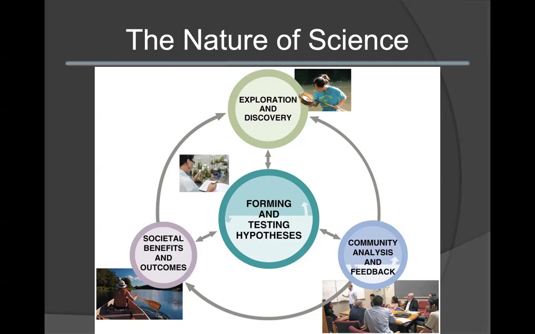Another important part of science is being able to communicate that to the community and getting feedback from the community that will then help you revise, formulate other hypotheses, and adjust your testing. And another important part of science is to have some sort of societal benefit where your work is benefiting the community as a whole. And there's many different areas where these interconnect and build off of each other.